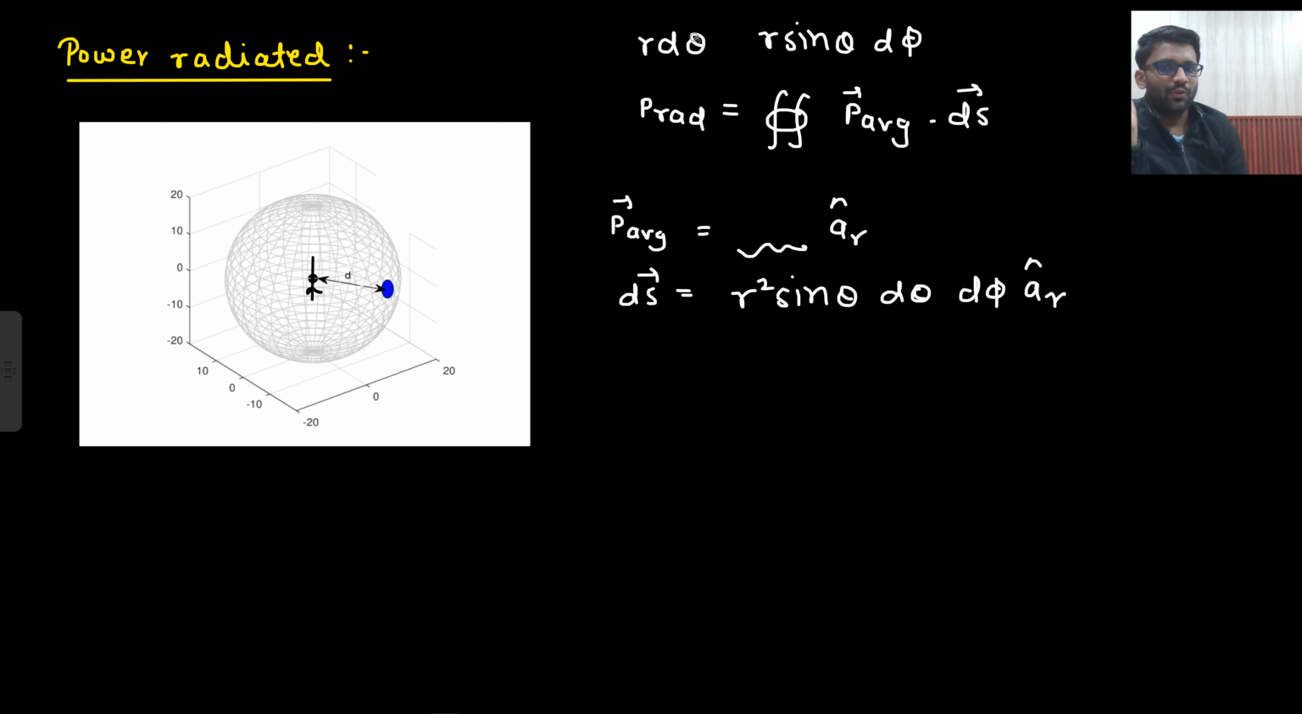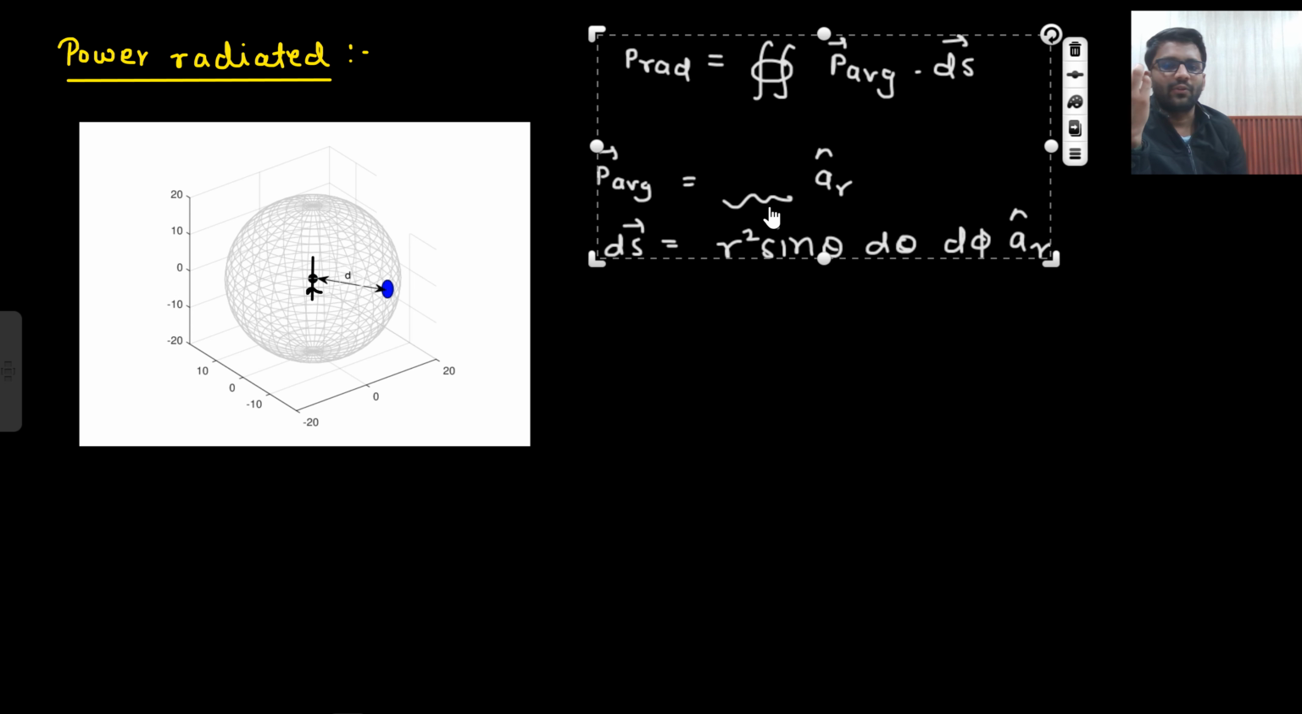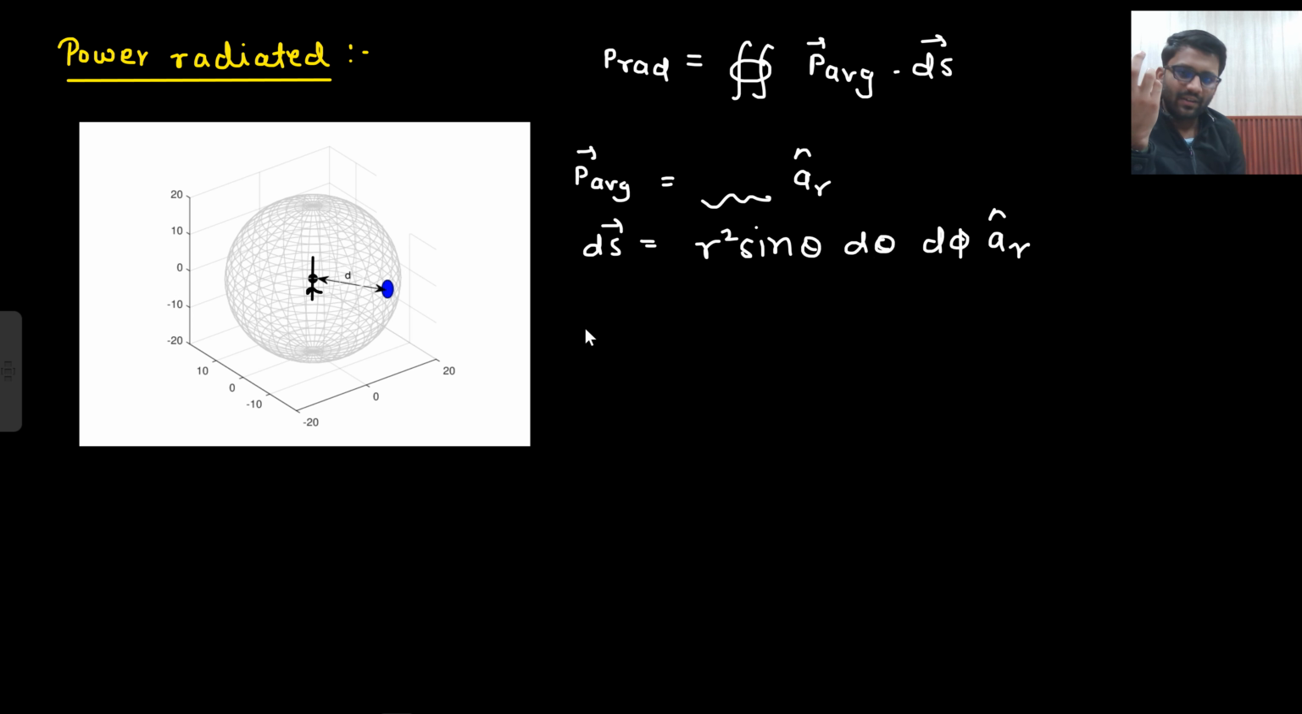In the last lecture I told you about this, and if you have studied your coordinate system, then you would already be knowing it, right? That this is how you write down your ds. Now can you find the P radiated? Certainly I can find the P radiated as well.